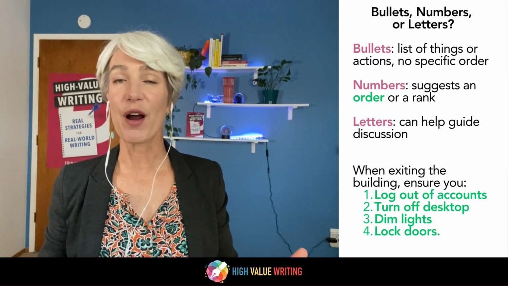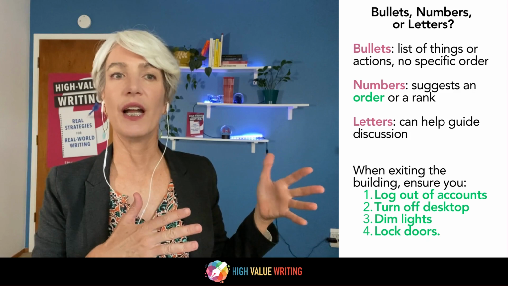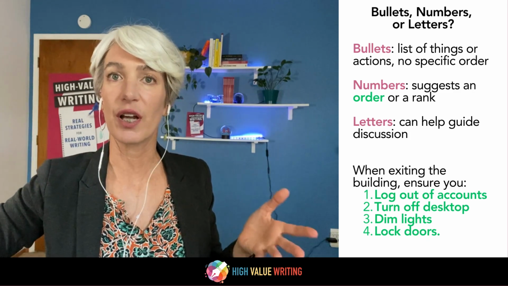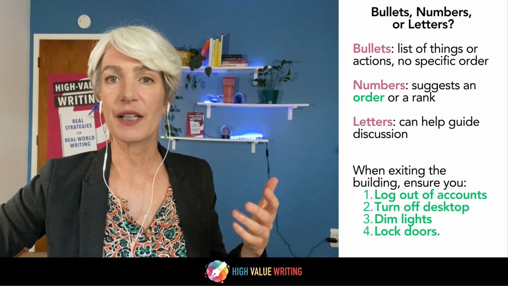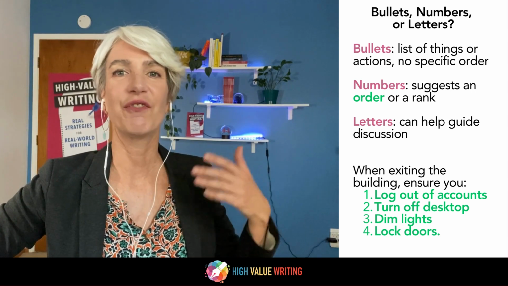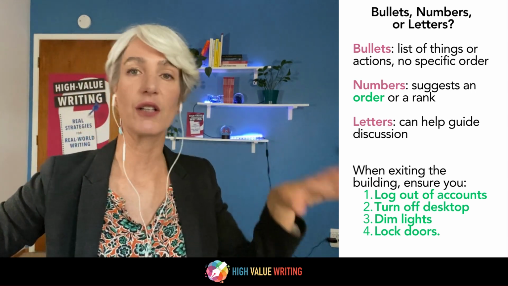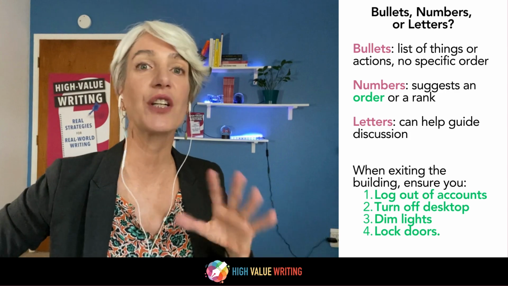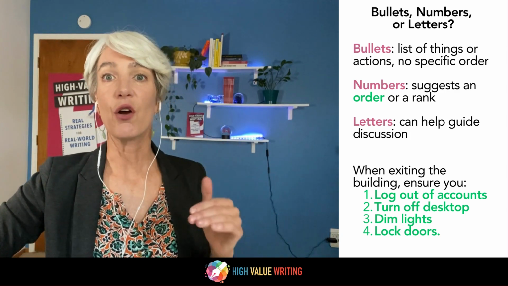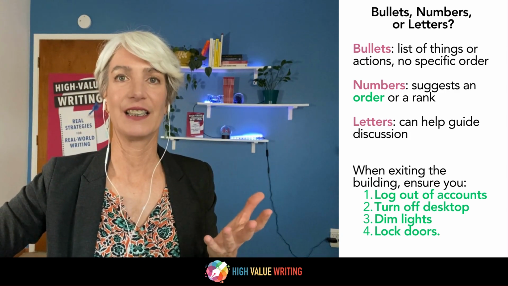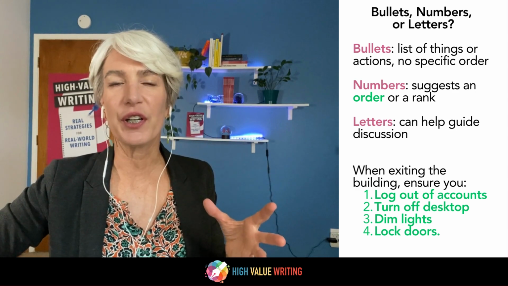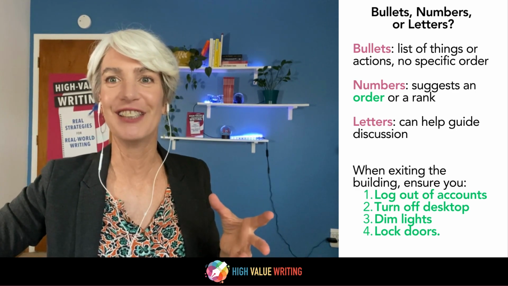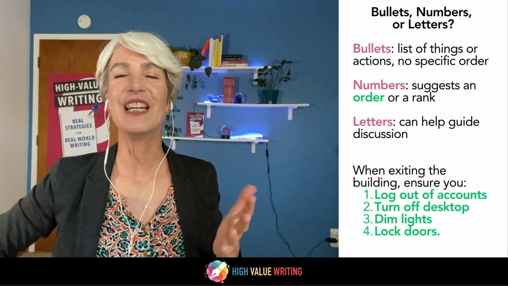Let's talk a little more about that. Here we see in the bottom, I've chosen to use numbers when exiting the building. Ensure you log off, turn off your desktop, dim the lights, lock the doors, right? We're not going to lock the doors first, or we can't do the other 3. So the order is needed there. I probably could have put it in bullets and let people figure out the order that worked for them, right?